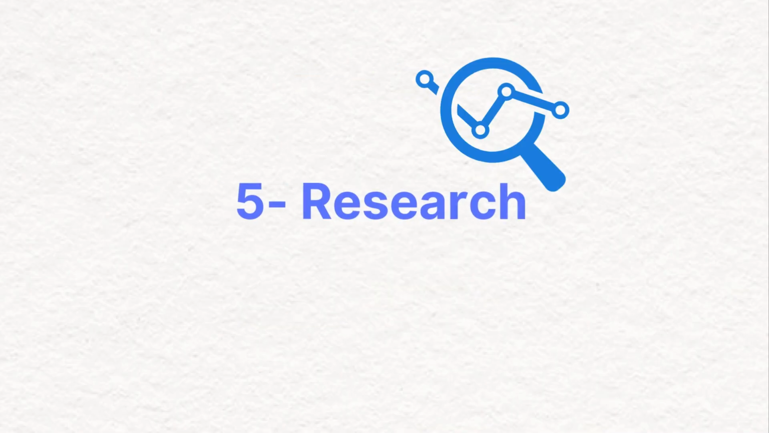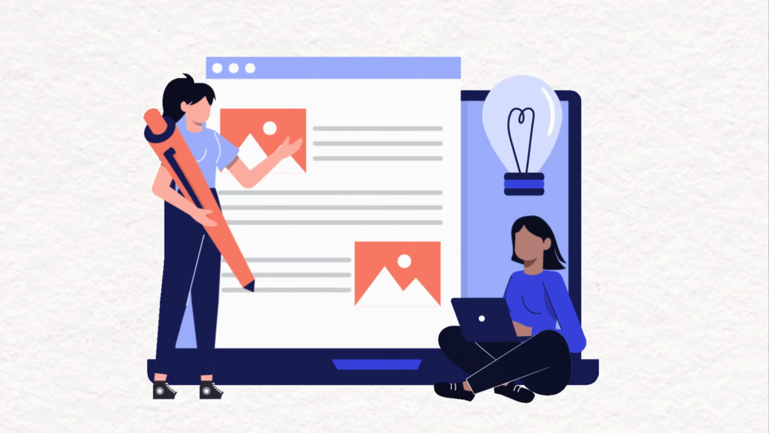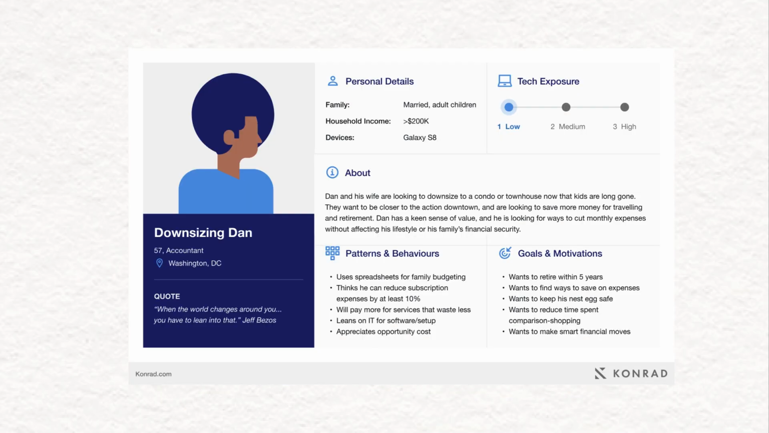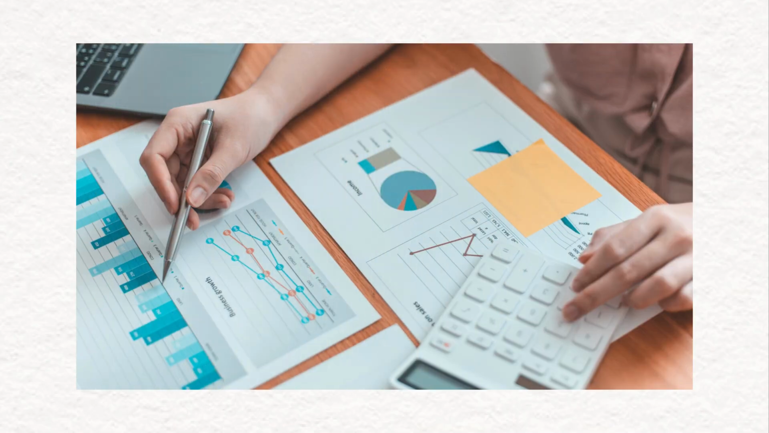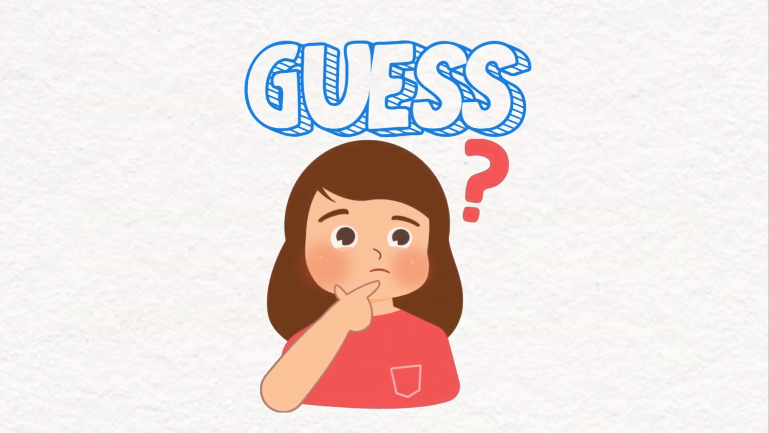The fifth point is research. This is where the real groundwork happens. You can include things like personas, user flows, surveys. Research shows that your design is based on actual data, not just guesswork.